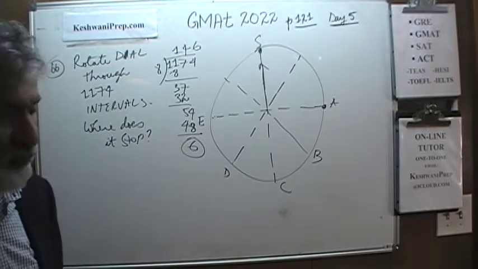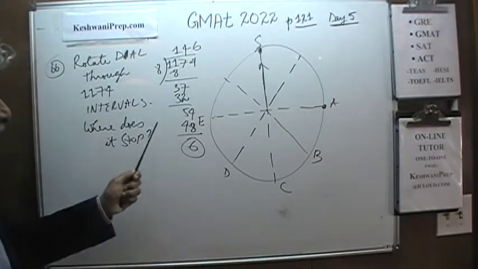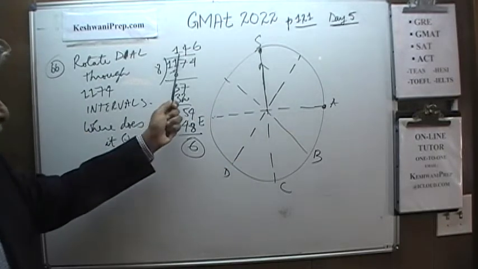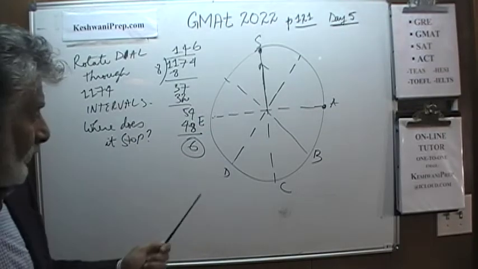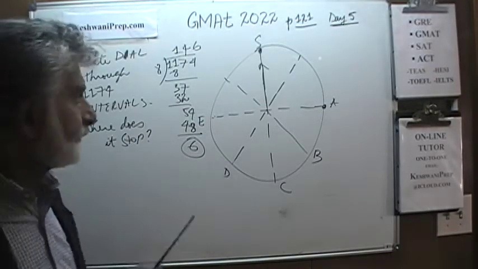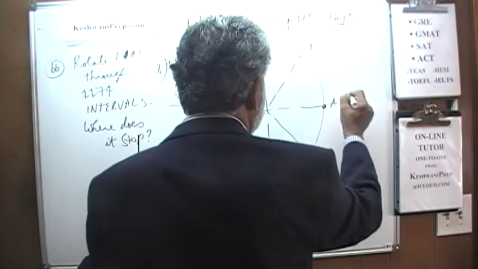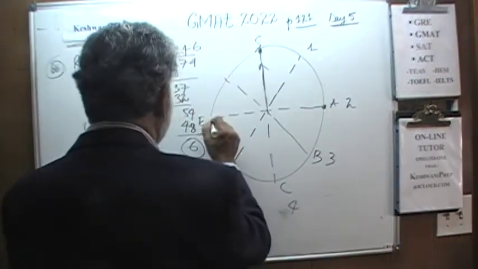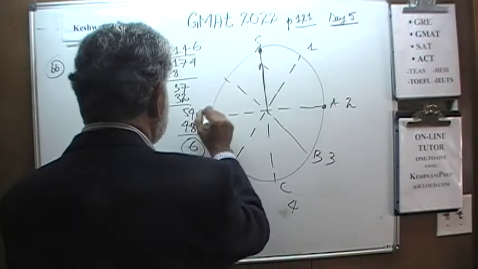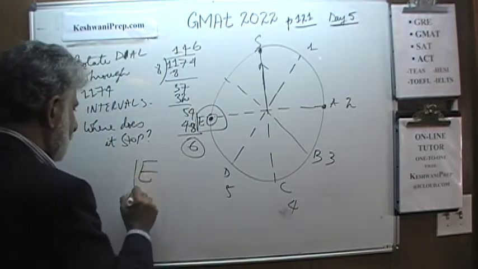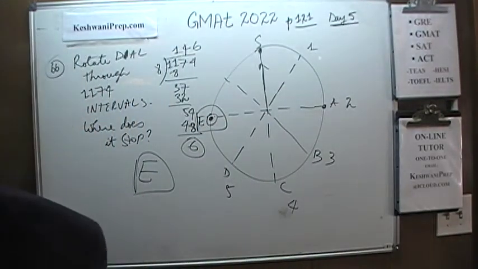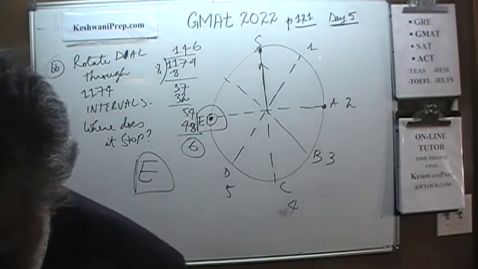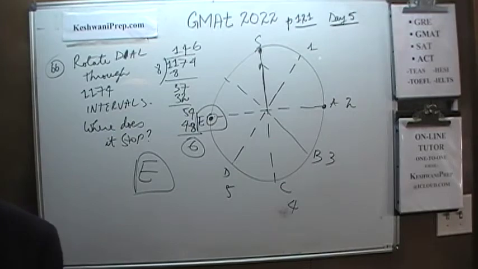We have 6 remainders, which means if you were to rotate this dial through 1,174 intervals, it will go through 146 complete revolutions and 6 more intervals to go. 1, 2, 3, 4, 5. And this right here is 6. Looks like the answer is E. Answer to this problem is E. And that was 66. Let's look at 67.